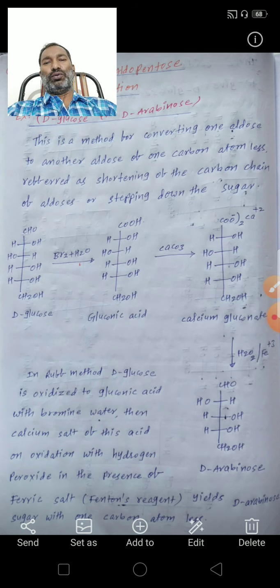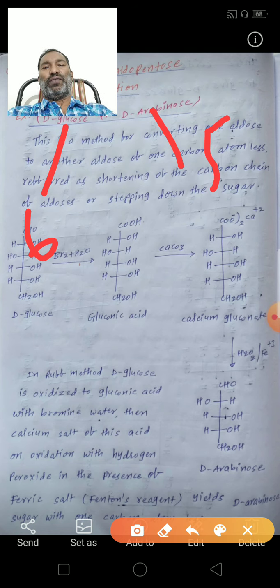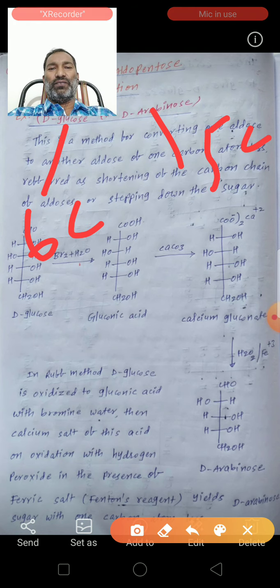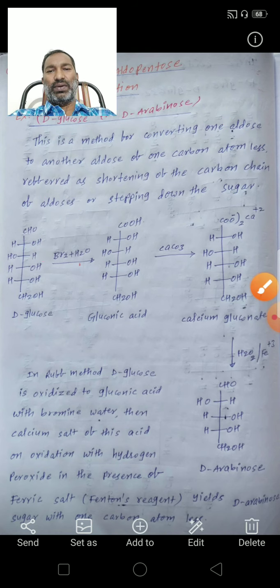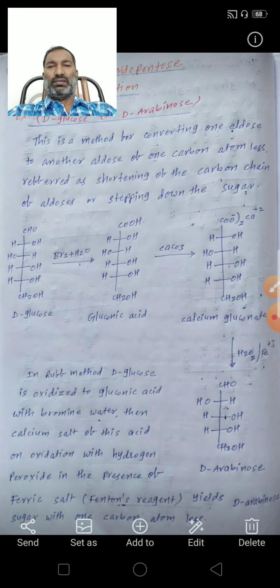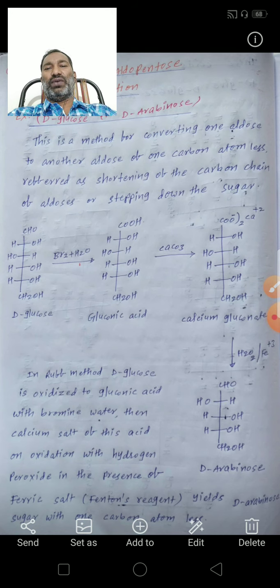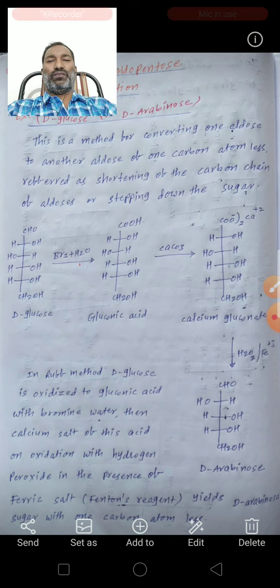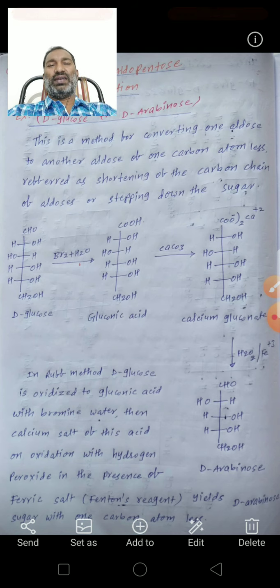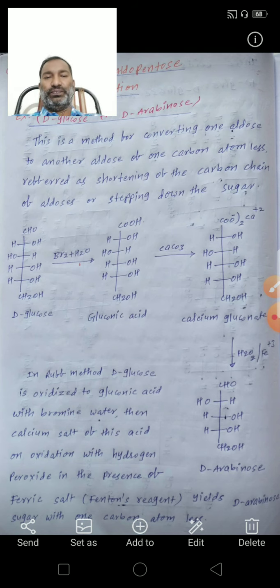D-glucose contains 6 carbon atoms, D-arabinose contains 5 carbon atoms. So this is a one carbon decrease conversion, known as Ruff's degradation. This is the method for converting one aldose to another aldose of one carbon atom less, referred to as shortening of the carbon chain of aldoses, or stepping down the sugar.